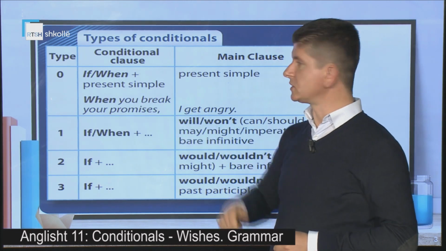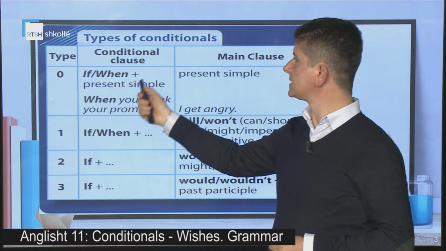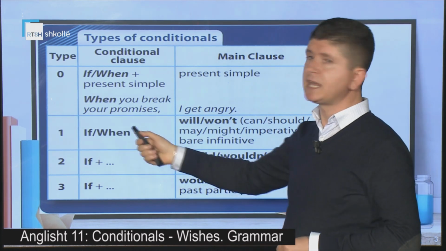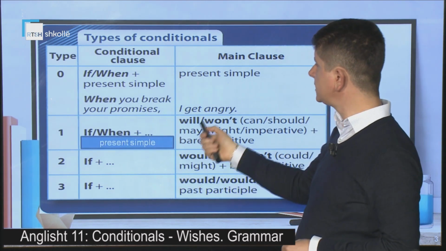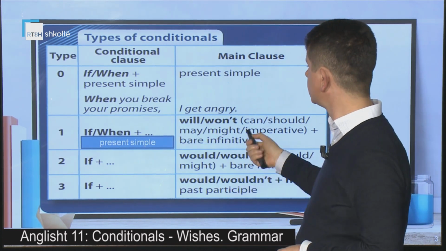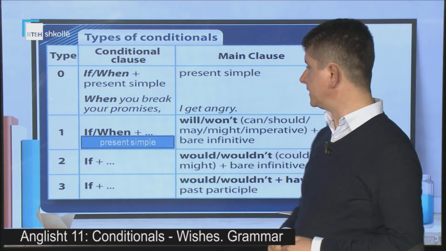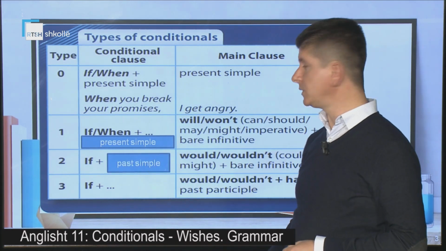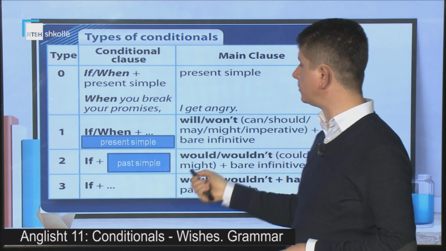Let's look at the zero conditional type. So we use if or when, so if might be replaced by when, plus present simple, plus present simple. Let's look at the first conditional. Again, we use if or when, plus present simple, and in the main clause we use will or won't, or it might be replaced by another modal: can, should, may, might, etc. The second conditional: in the conditional clause we use if plus past simple, and would or wouldn't, or it might be replaced with could or might.